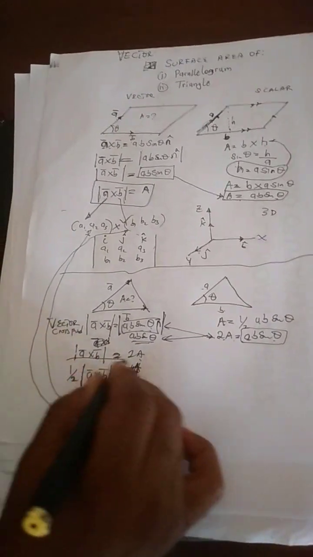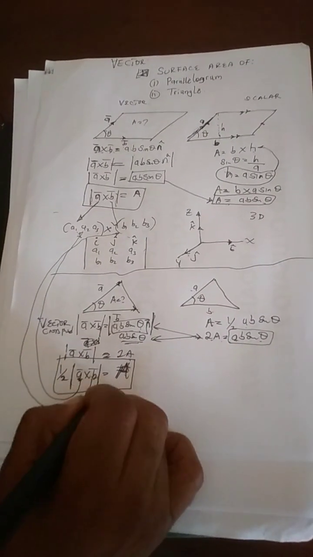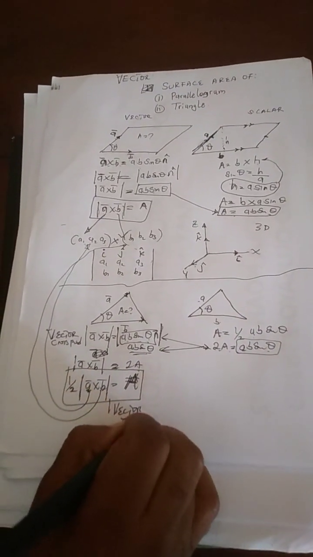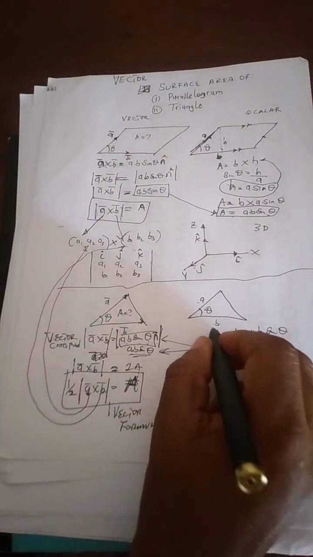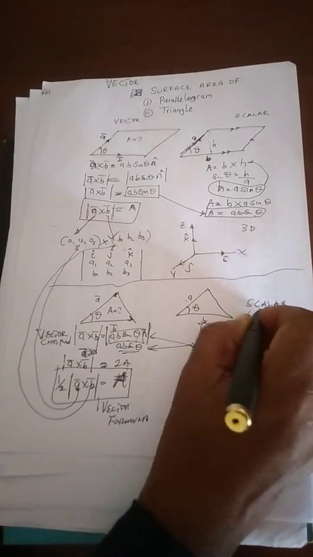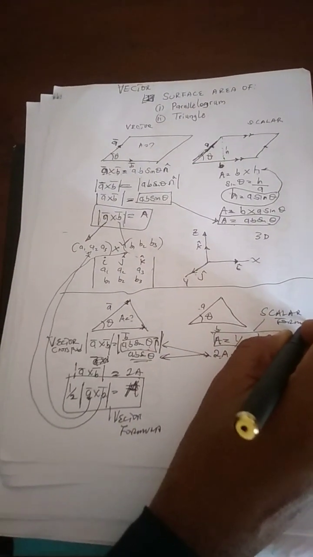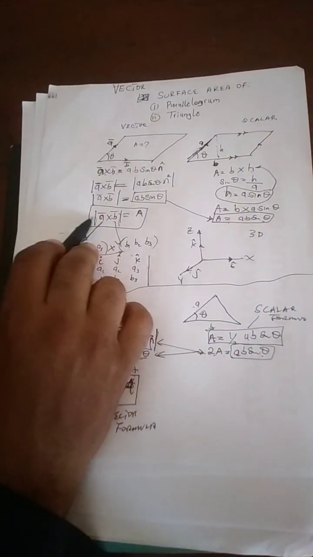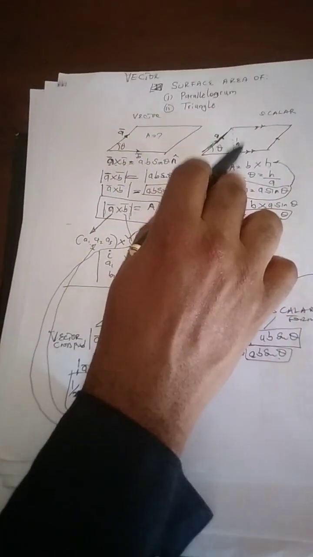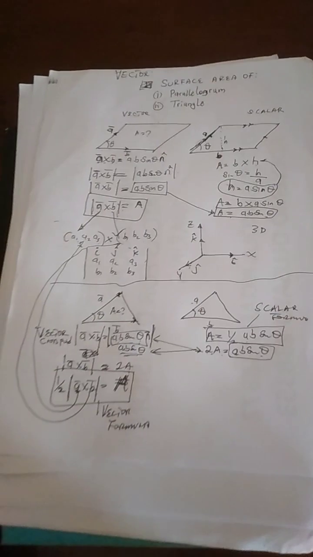So this format that I have here is the vector formula. The format I have here is the scalar formula. The same thing is applicable here. This is the vector formula for the area of a parallelogram, and this is the scalar formula for the area of a parallelogram. I believe that you must have learned one or two things concerning what we just did now.